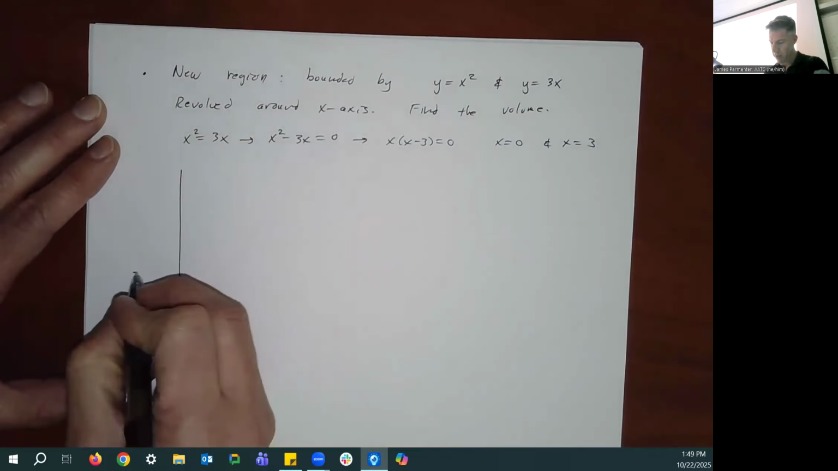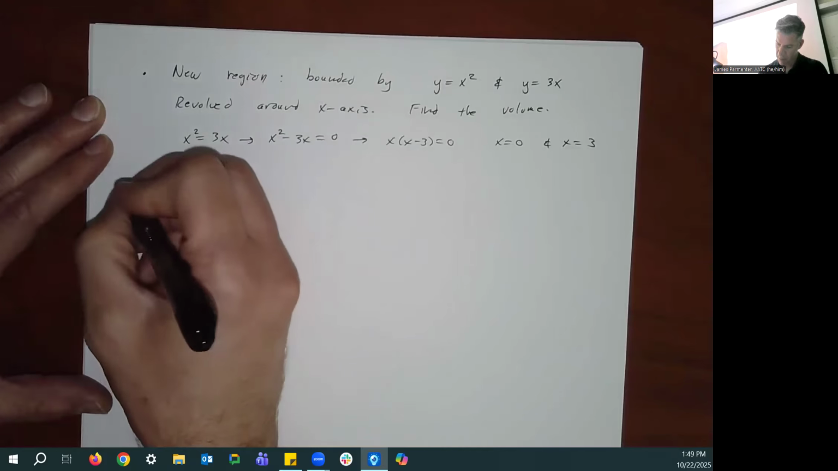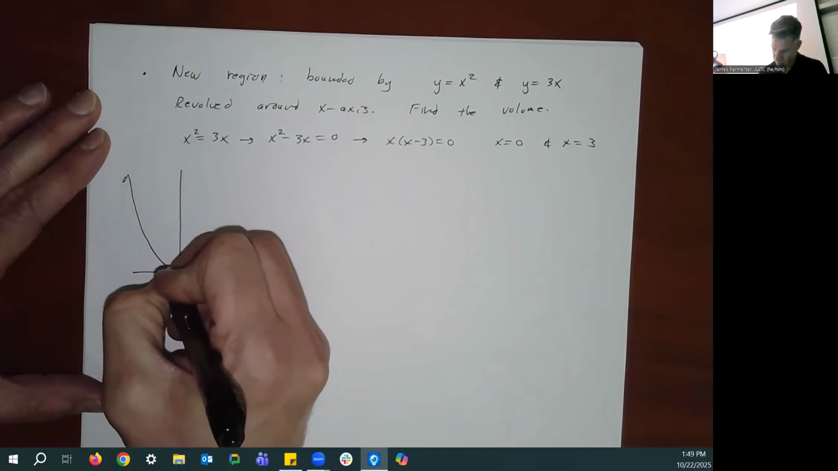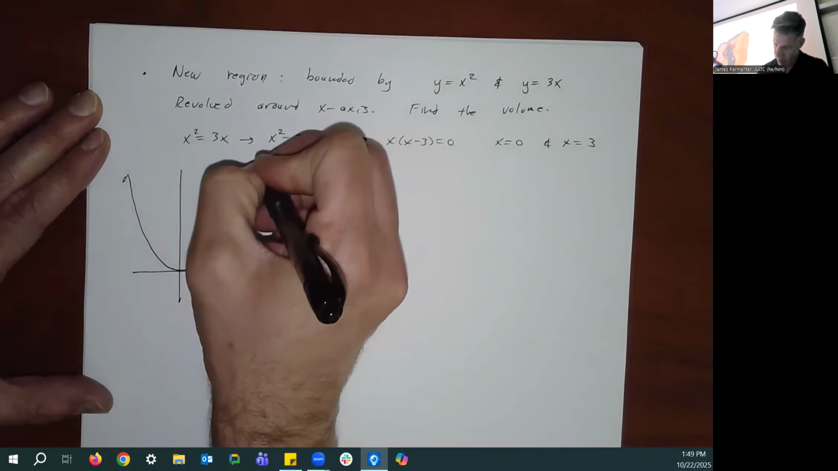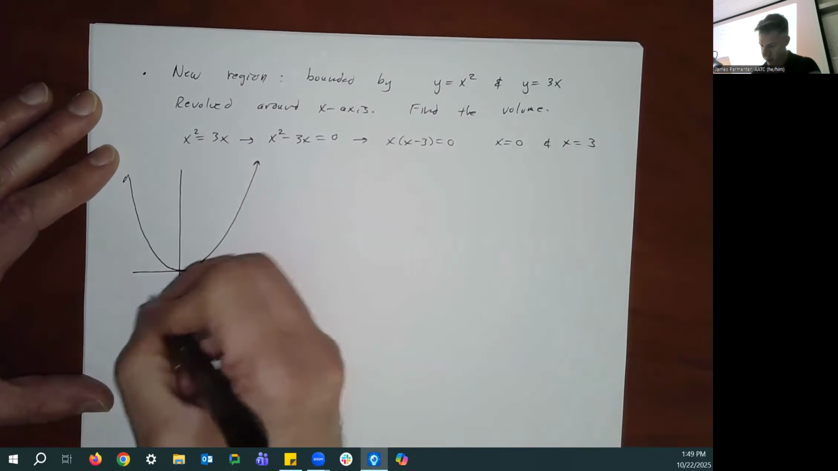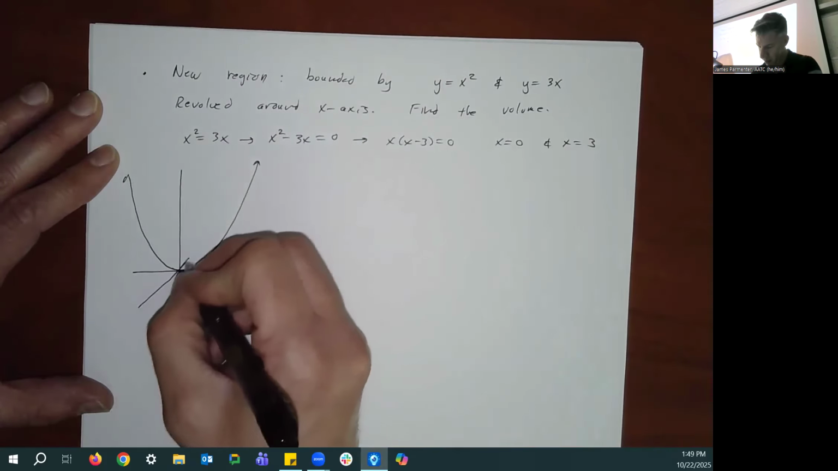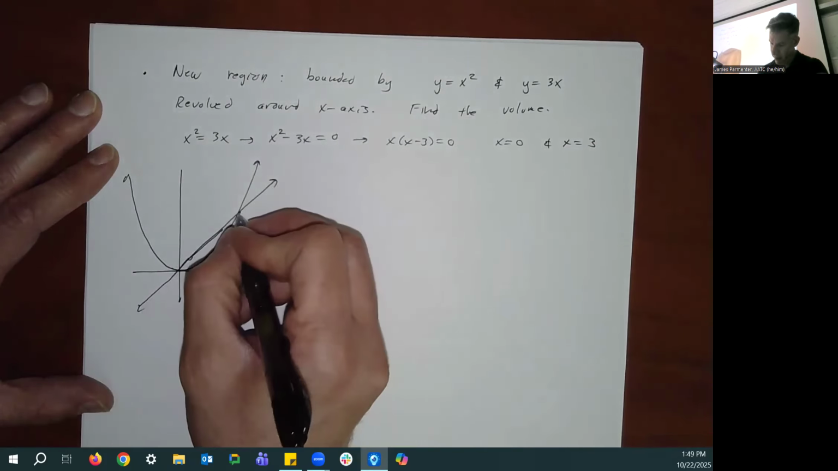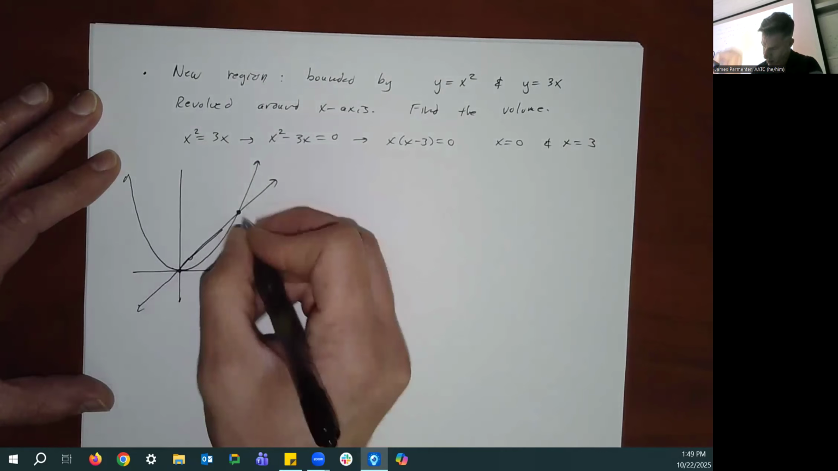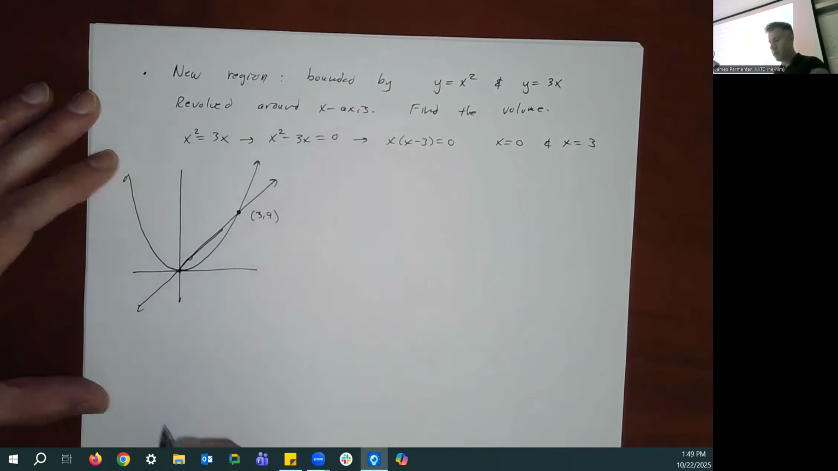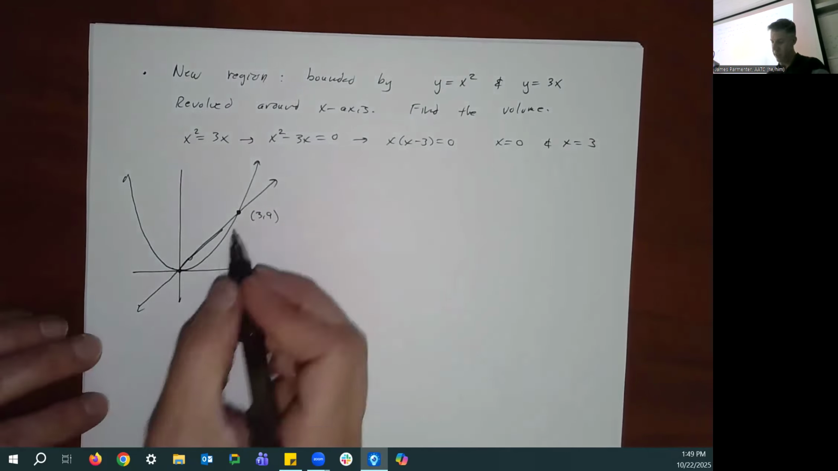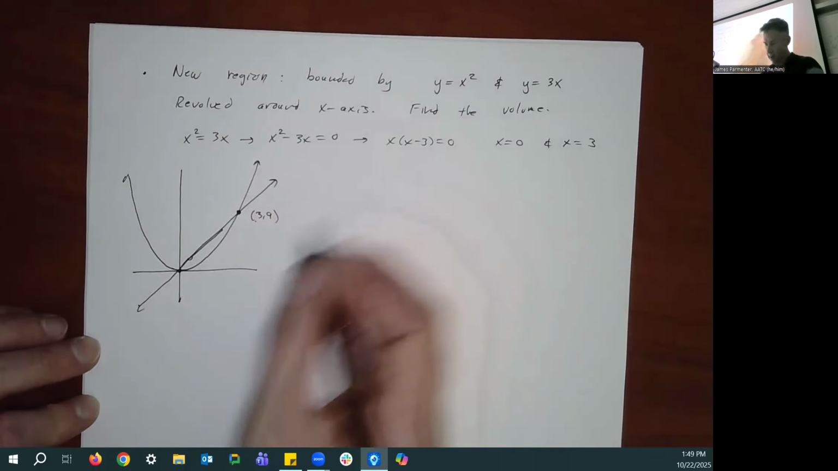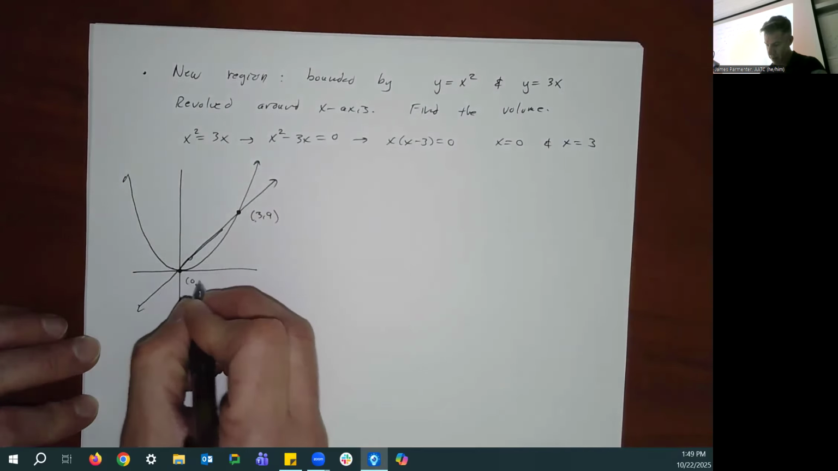I know what they look like. One's a parabola, the typical, usual parabola that goes through the origin at the vertex. And the other one is a straight line with a slope of 3. My slope probably isn't quite 3. Oops, okay. Got all cocky about my drawing skills before I started drawing it. So there's the point of intersection where x is 3, and if x is 3, y is 9. And here's the other point, (0, 0).